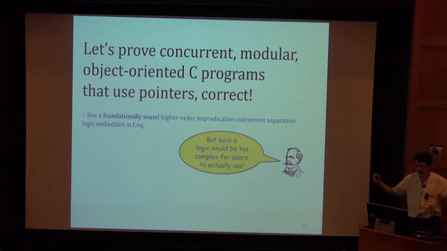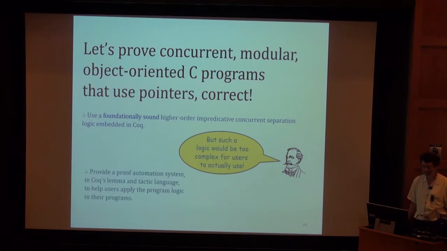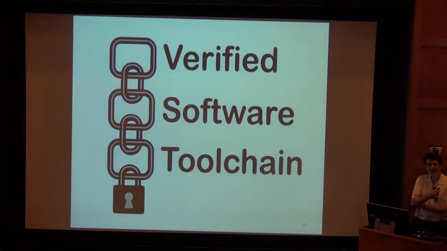But such a logic would be far too complex for users to actually use. Okay, so we will provide a proof automation system in Coq's lemma and tactic language to help users apply the program logic to their programs. And that is the Verified Software Toolchain.